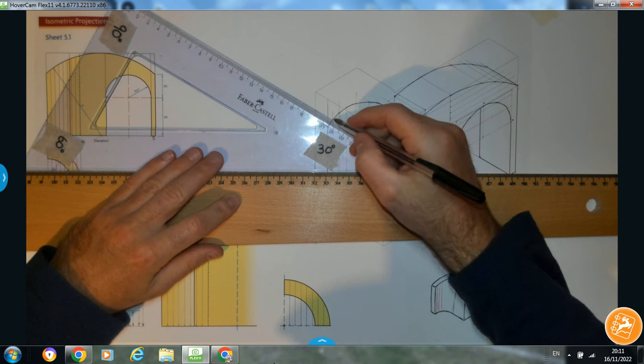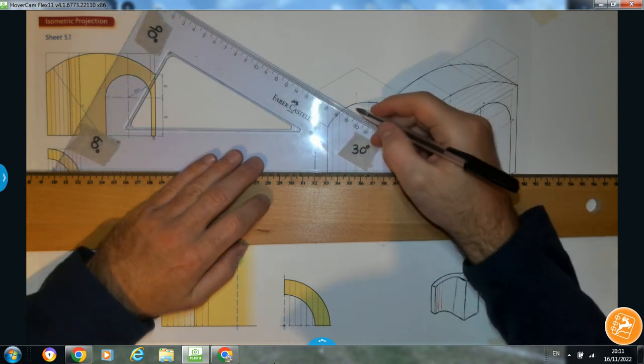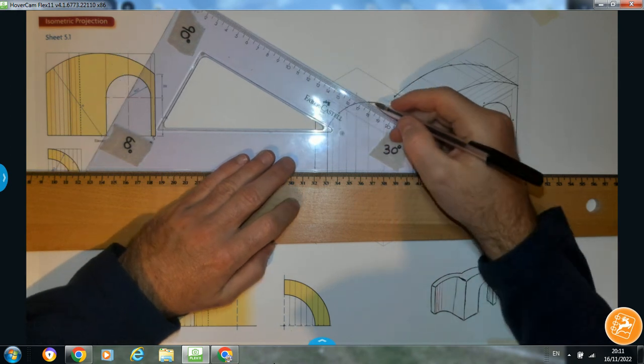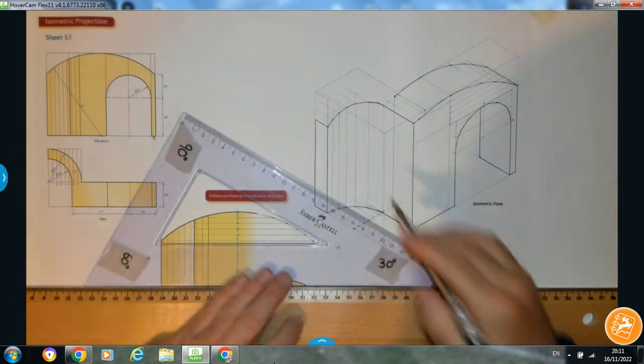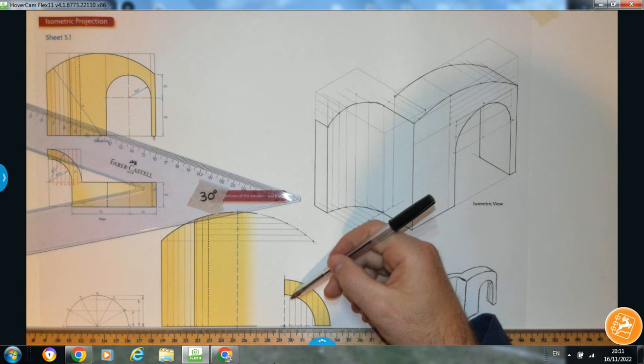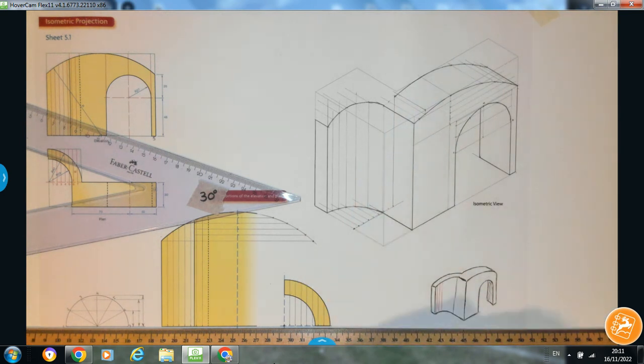So here we go. 1, project back. 2, 3, 4, and 5. From all of those, I projected back at 30 degrees because once again, they're at the same actual height. Every one of them is at the same height. The only difference is that it's further back.